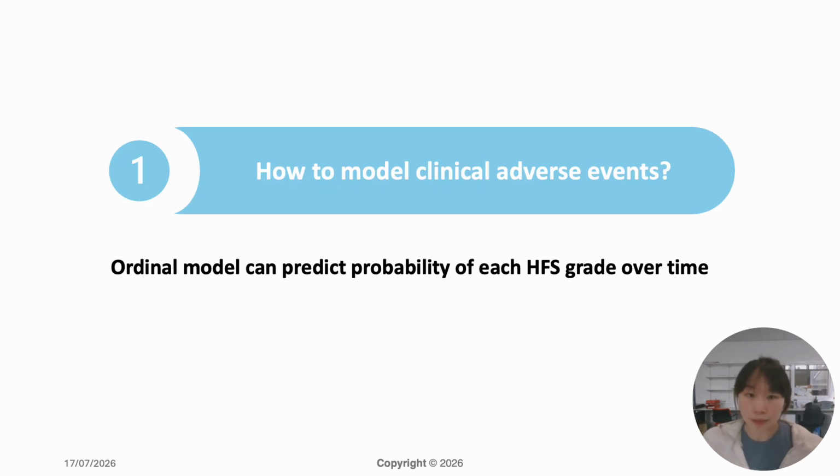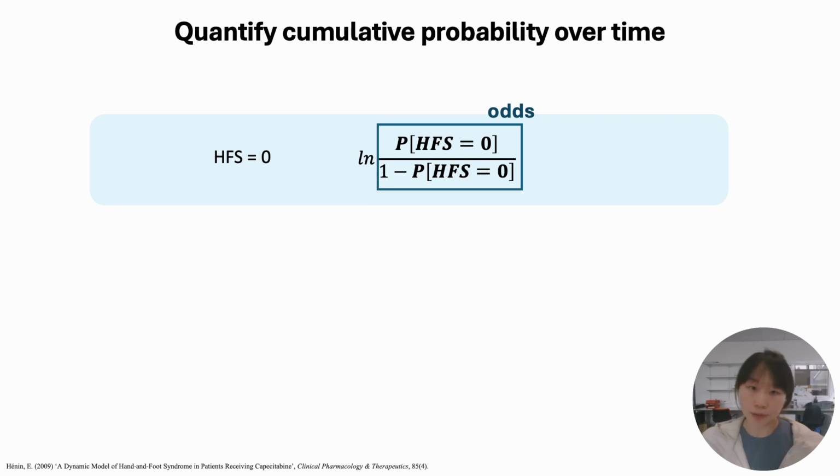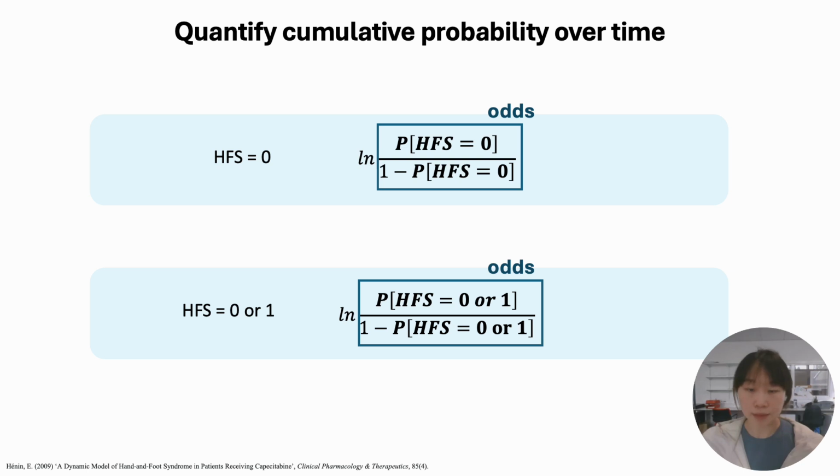So the first question is how to model clinical adverse events. I will use the ordinal model here. The ordinal model can help us to quantify the cumulative probability over time. In Hénin 2009, they introduced the log of odds to calculate the probability. So this is to calculate grade 0, and this is to calculate grade 0 or 1.